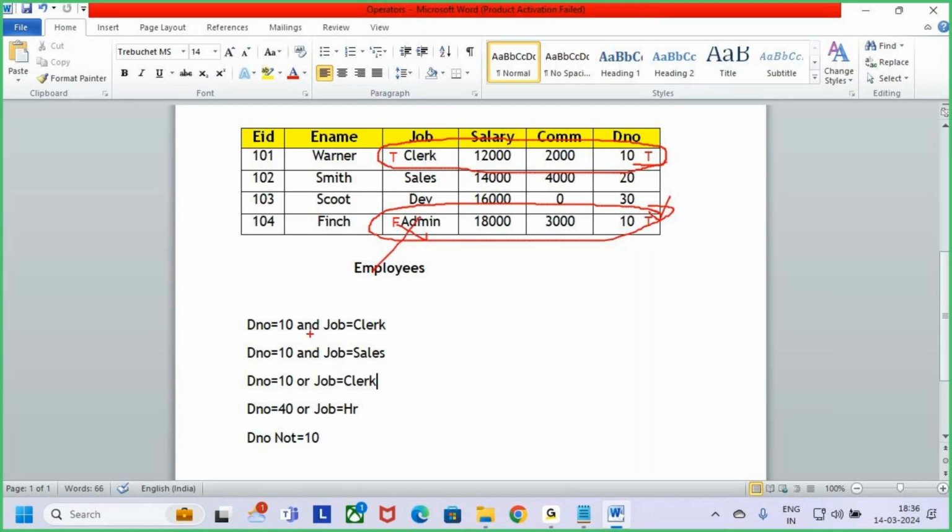Now when I go with the AND operator, how many rows will we get in the output? I said that in the AND operator, the output is true only if both conditions are true. Now how many rows will we get from this table?